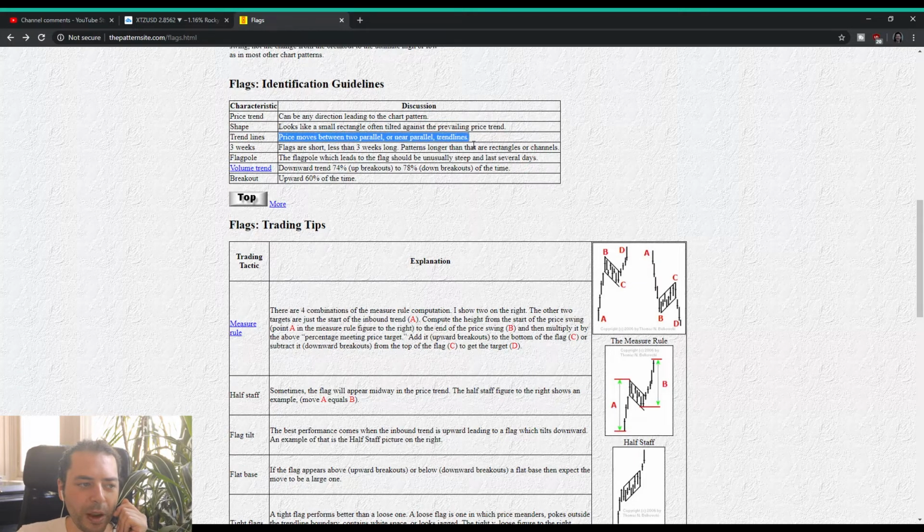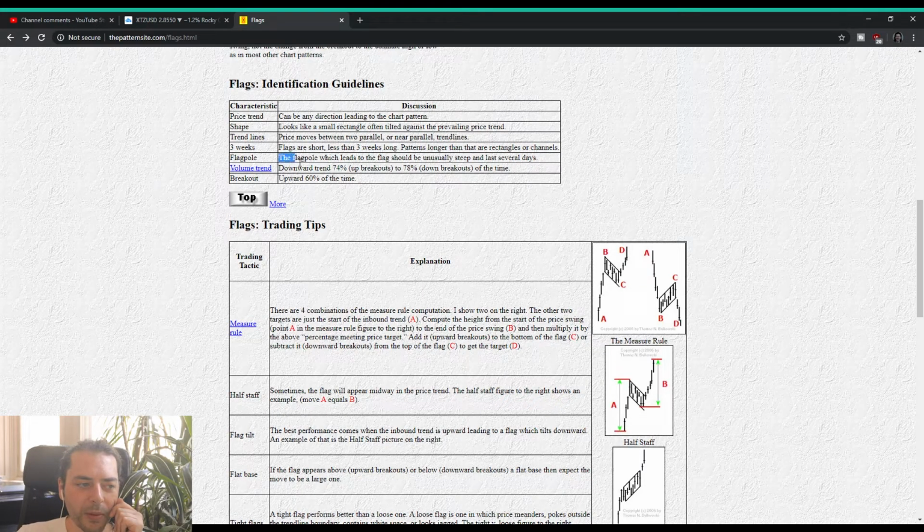Price moves between two parallel or near parallel trend lines. Flags are short, less than 3 weeks long. Again, small operative word, short operative word, less than 3 weeks long. Patterns longer than that are rectangles or channels. I think you've got your answer there for you.